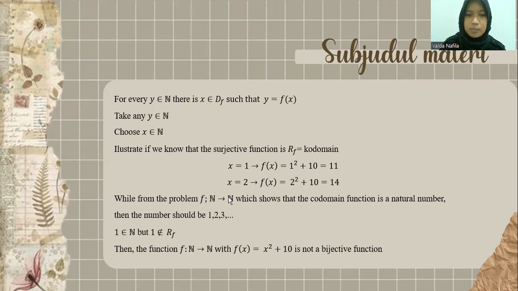Okay, because this is not injective and not surjective, then the function f from N to N with f(x) equals x squared plus 10 is not a bijective function.